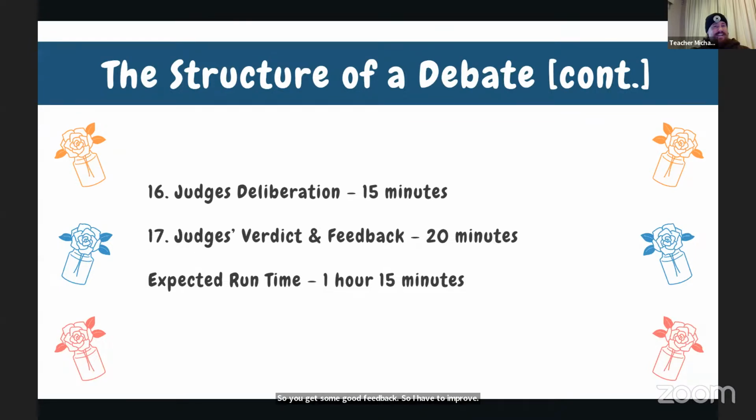So overall, we've got an expected runtime of about 1 hour and 15 minutes. But again, keep in mind that if it's needed, we're willing to offer a little bit more time during the preparation. And judges may take a little bit longer or a little bit shorter to decide the winner. So there's a few factors there that could make it a bit longer or a bit shorter of a debate.